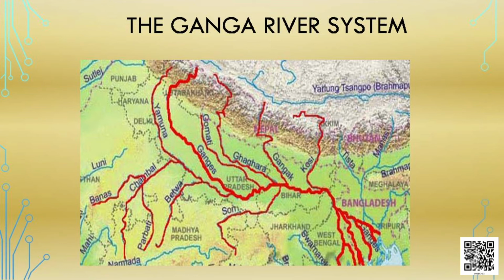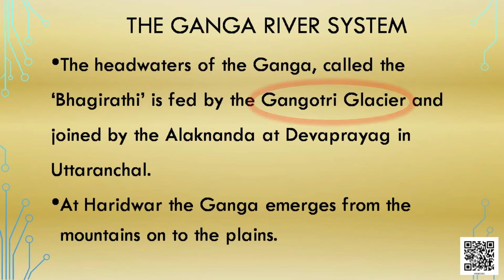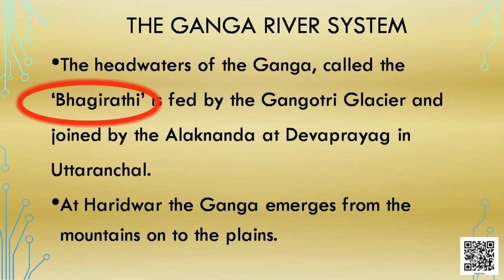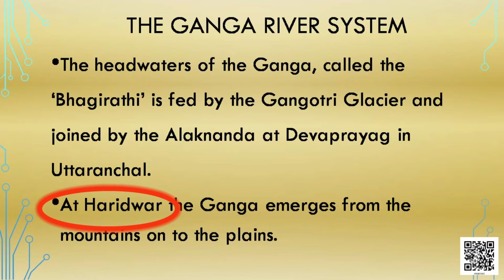Moving on to the next one, it is the Ganga river system. You know children, this is the holiest river of India. And it rises from the Gangotri glaciers. The headwater of this river Ganga is known as Bhagirathi, which rises from this Gangotri glacier. On its way, it meets with Alaknanda at Devprayag. After this, Alaknanda and Bhagirathi join together and re-emerge at Haridwar as the river Ganga.